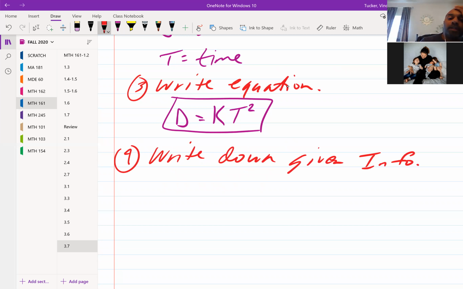So what's going to happen here is that we've established our variables, and we're going to have a first distance and our first time. Then we'll have a second distance and a second time. And one of these will be missing over here in our second set of information.